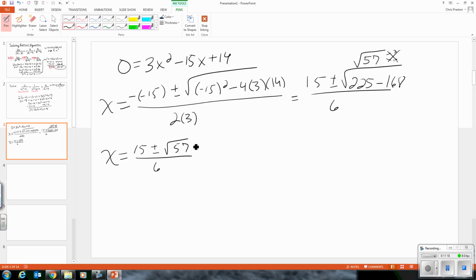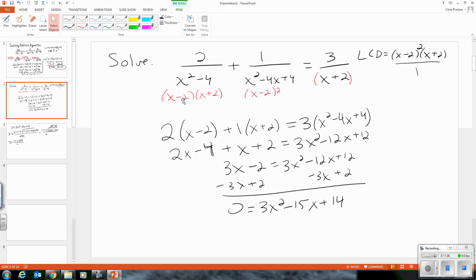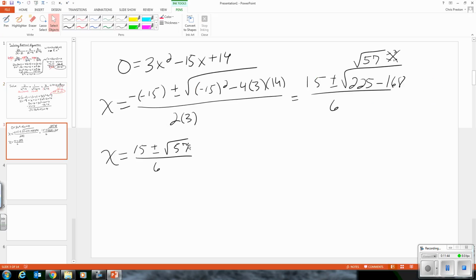Now, do I have to worry about those dividing by 0? That's always something I have to consider. But if I go back and look at the original problem, and I remember we factored these denominators and asked what makes these 0? Well, what makes this 0 is positive 2, so x can't be that. And what makes that 0 is negative 2, x can't be that. So clearly we didn't get either of those as our answer since we got some irrational numbers here. So we're okay. These are the answers. But anytime you're dealing with rational expressions, or equations, you always have to consider what happens if you might divide by 0.